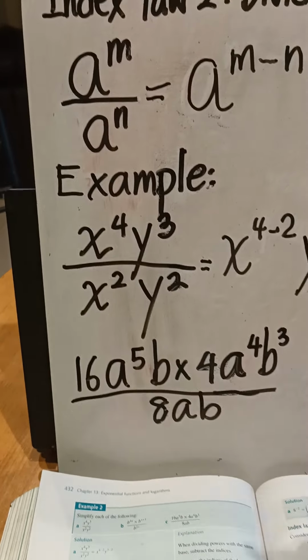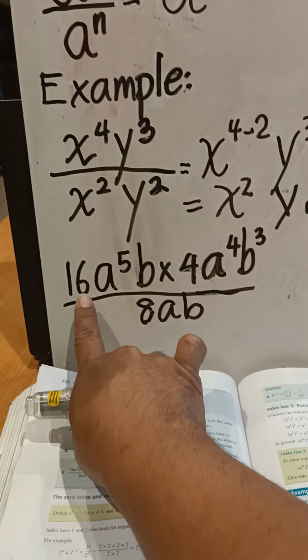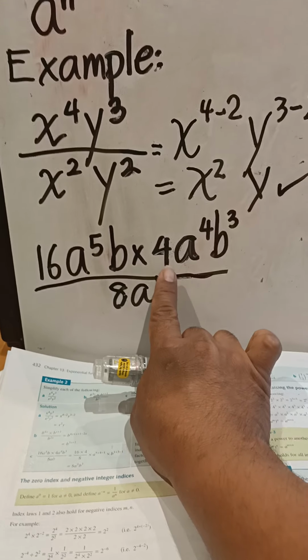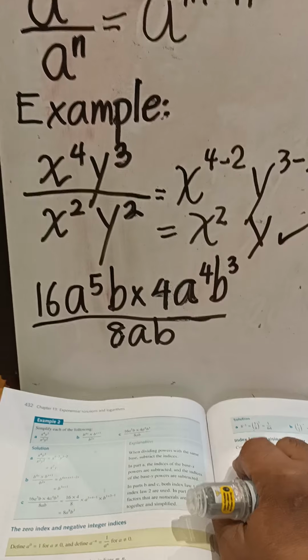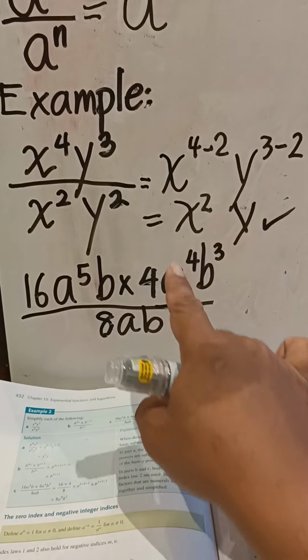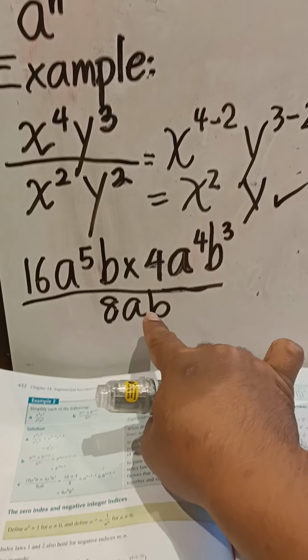Okay, let's take another example. 16a to the power 5b times 4a to the fourth b cubed over 8ab. What we're going to do here is make sure you see what the constants are and what the variables are. We've got 16 multiplied by another constant 4 in here. We've got a and we've got b as well. So you need to combine all the numerators first before you divide with the denominator.